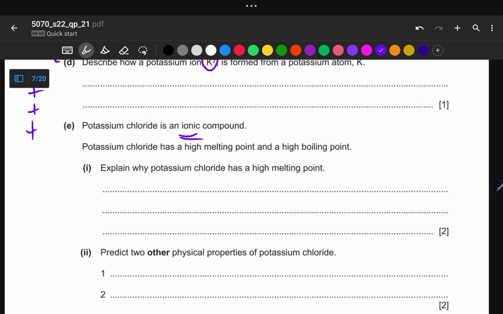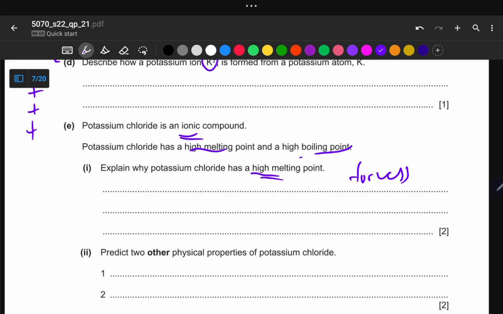So potassium chloride has a high melting point and high boiling point. Explain why potassium chloride has a high melting point. So we said the physical properties are governed by the intermolecular forces holding the lattice structure. This is the starting point for each and every explanation for the physical properties. We first identify the intermolecular forces, and then our explanation is derived from the intermolecular forces.